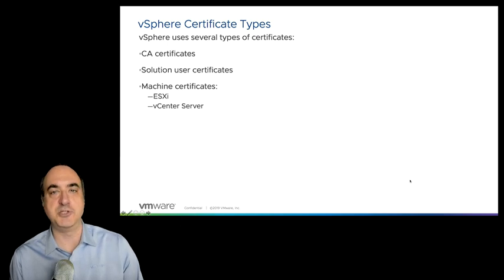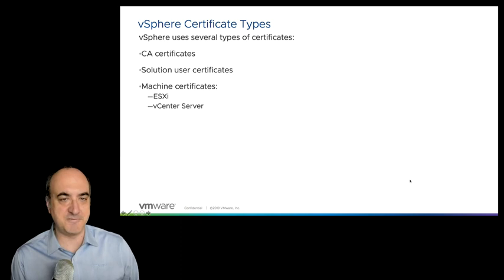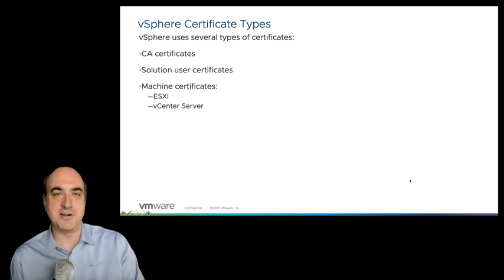Those have what we call machine certificates. So for instance, in order for the vSphere client to connect to vCenter, vCenter has a machine certificate. In order for the host client to connect to an ESXi host, the host has an ESXi machine certificate, right? So for the host client to connect to an ESXi host, the host is going to have a machine certificate. For the vSphere client to connect to vCenter, vCenter will also have a machine certificate. So you'll find that these are the two common types of certificate: solution user certificates and machine certificates.